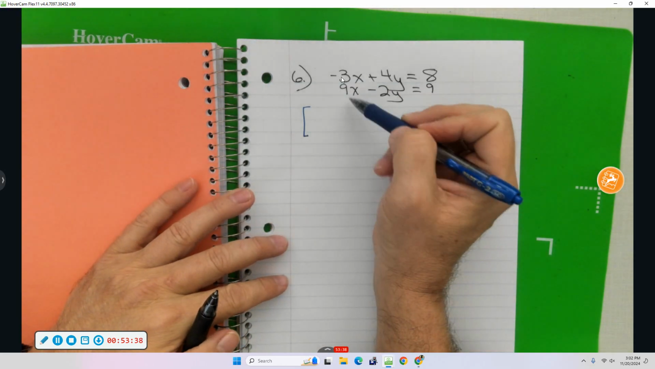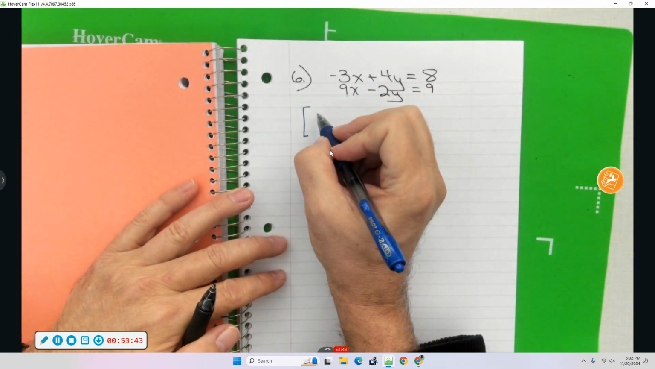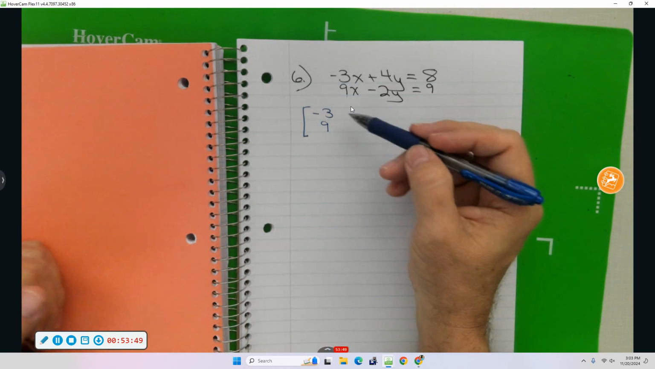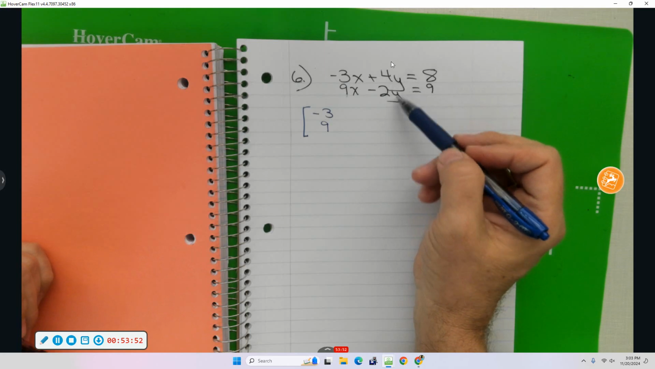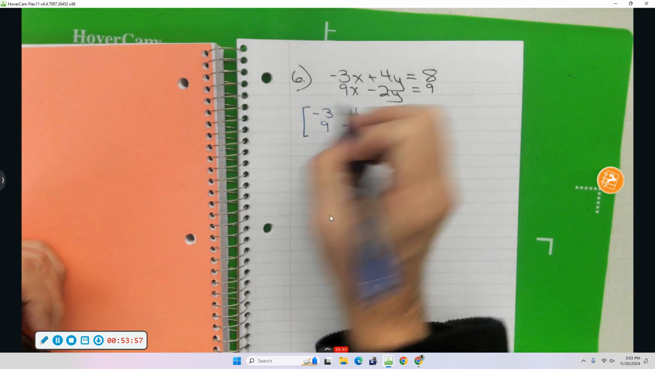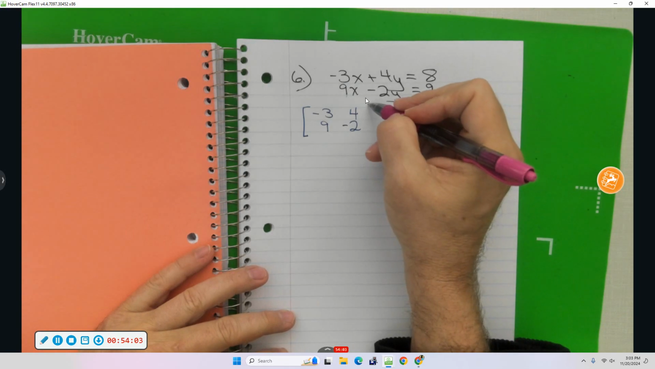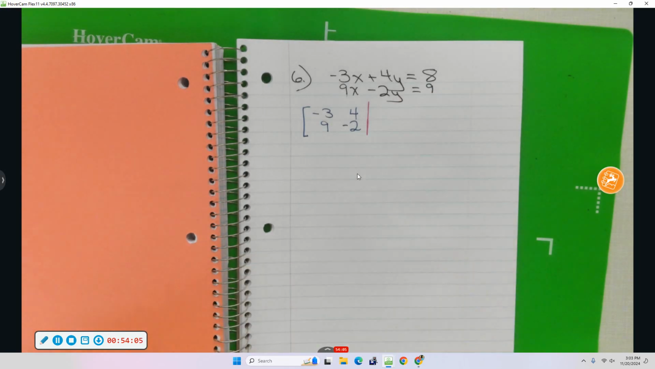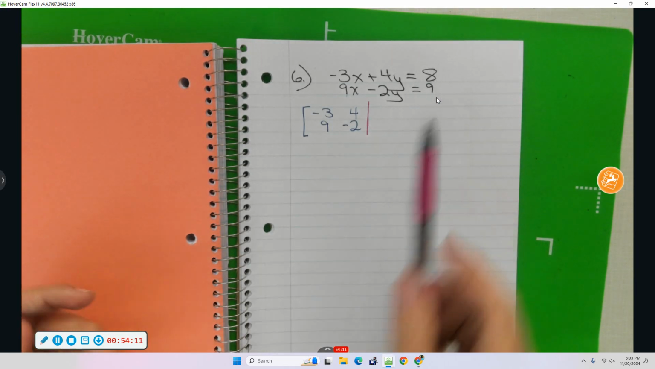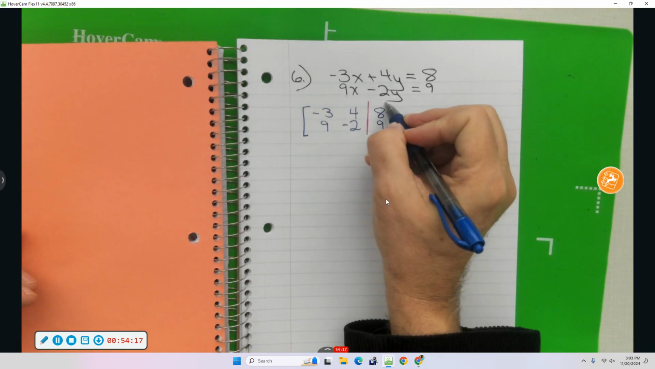Then you summarize the x coefficients. Since that's the first variable written, you'll write that column first, -3 and +9. The second column will summarize the coefficients of y. That's a +4 and a -2. With an augmented matrix, to denote that equal sign, you draw a vertical bar. That's what Anthony was mentioning a moment ago. And then the column of constants, which are on the right-hand side, 8 and 9.